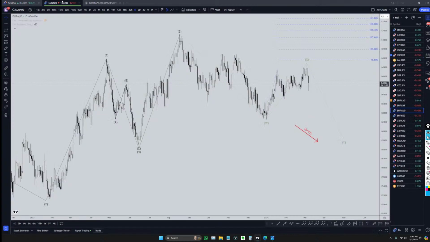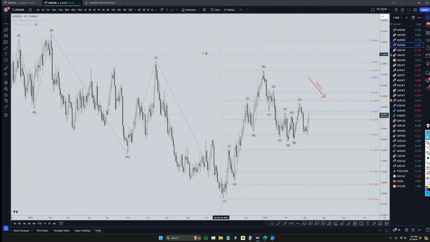Yeah, Kiwi dollar. Did I miss? Yeah, I missed gold, but I'm gonna come back to gold because the Kiwi dollar is very, very correlated with the dollar.